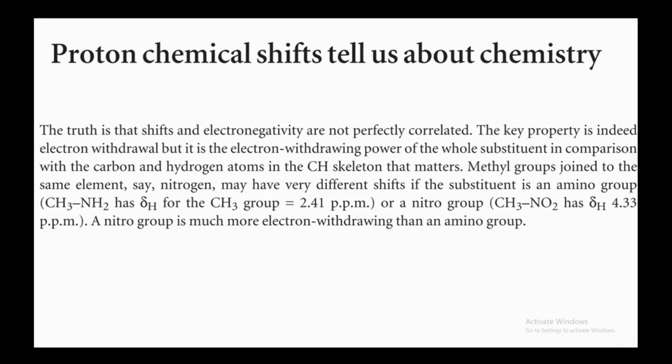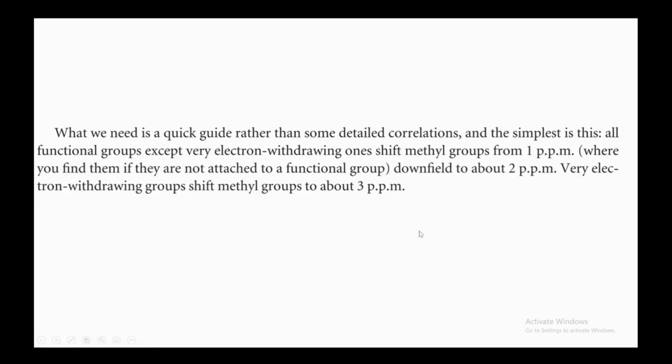So proton chemical shifts tell us about chemistry. The truth is that shifts and electronegativity are not perfectly correlated. The key property is indeed electron withdrawal, but it is the electron withdrawing power of the whole substituent, in comparison with carbon and hydrogen atoms in the CH skeleton, that matters. Methyl groups joined to the same element, say nitrogen, may have very different shifts: an amino group has 2.41 ppm, while a nitro group has 4.33 ppm. A nitro group is much more electron withdrawing than an amino group.